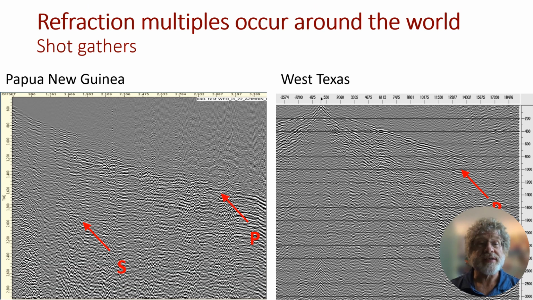Here are two more data sets. This one on the left is from Papua New Guinea. Here you see a lot of linear events, which are P refraction multiples. And then here we have the S refraction multiples. And you see here a very subtle and weak surface wave. And finally, in West Texas, again, you see these P refraction multiples and then the S refraction multiples here.